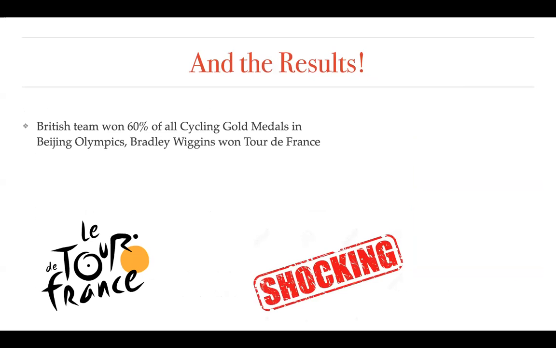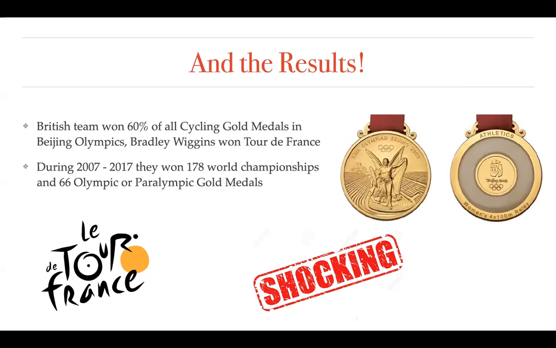So after 2008, first of all, they performed really well in the Beijing Olympics. The British team won 60% of all the cycling gold medals in the Beijing Olympics. And for the first time, Bradley Wiggins, one of their cyclists, won the Tour de France. And it so happened that during 2007 to 2017, they won 178 gold world championships and 66 Olympic or Paralympic gold medals. My goodness.